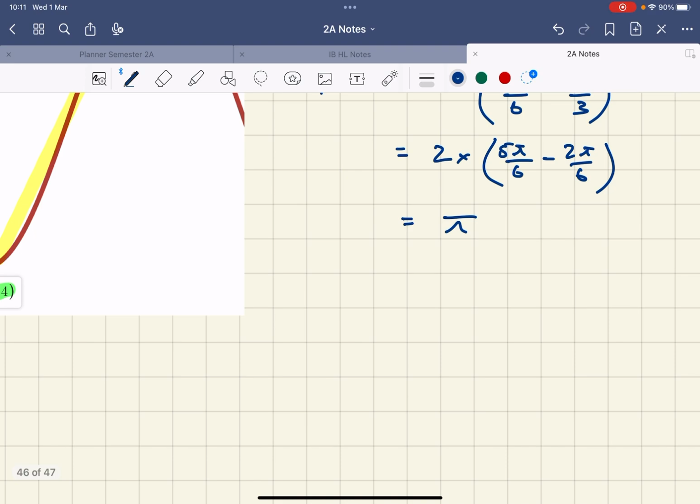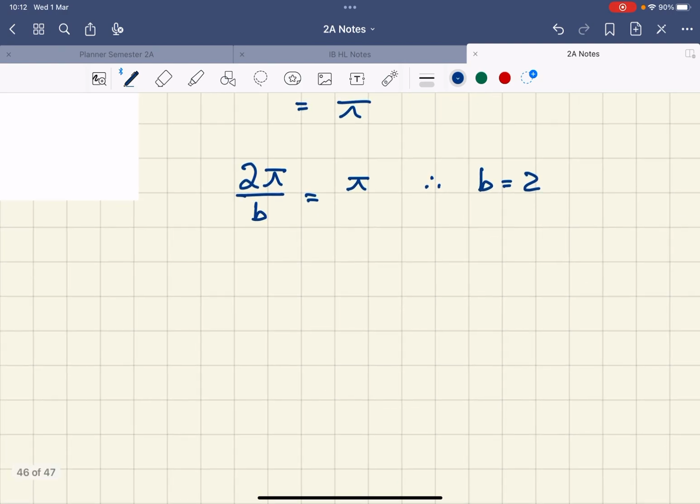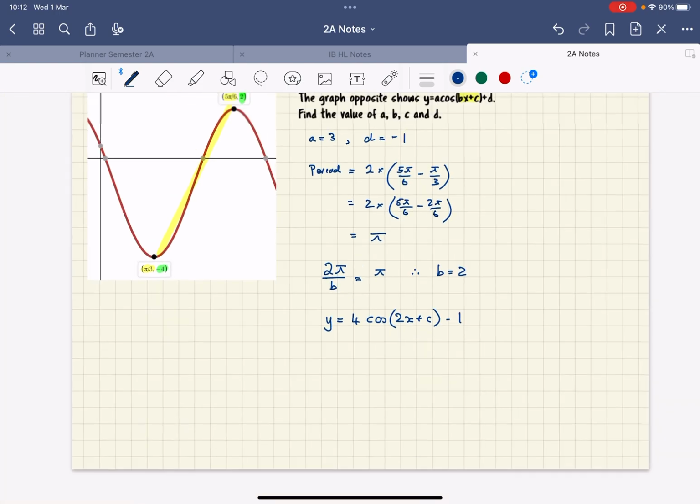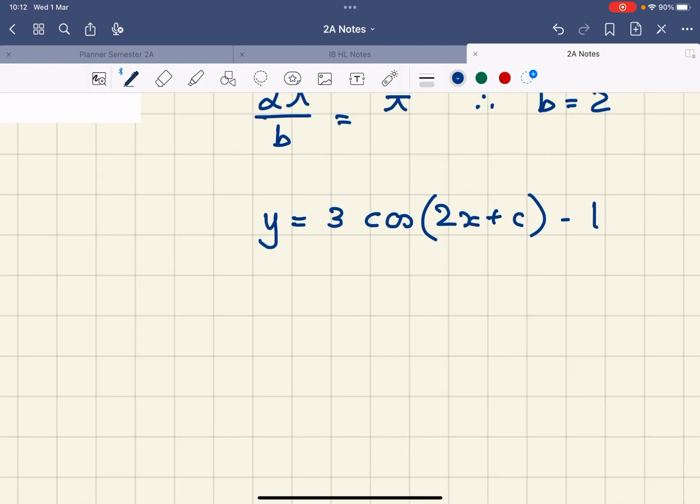Now, the B number I always get by taking my regular period, which is always 2 pi, and dividing it by B, and I get the period of the transformed graph. A bit of rearrangement here means that B is equal to 2. Let's start writing everything out that we know apart from the C number, which is always the problem. So 3 cosine (2x + C) take away 1. So I've written everything out that we know.